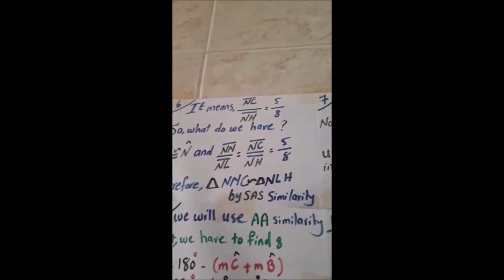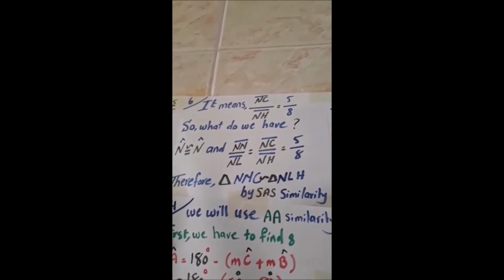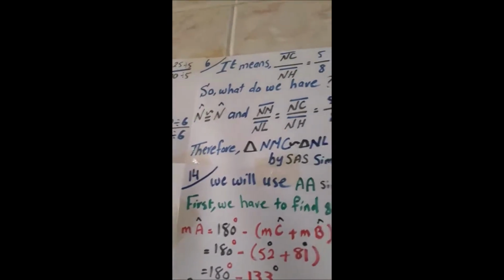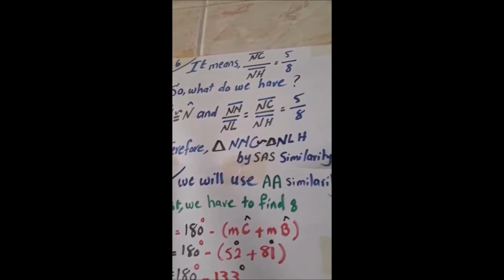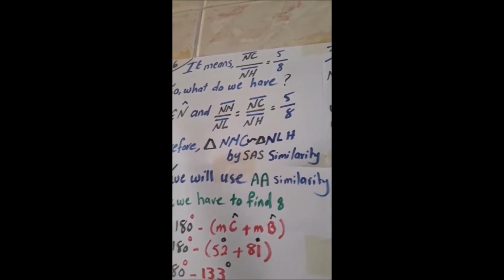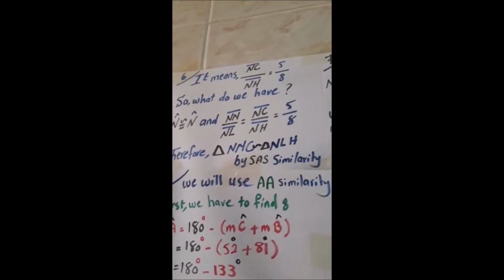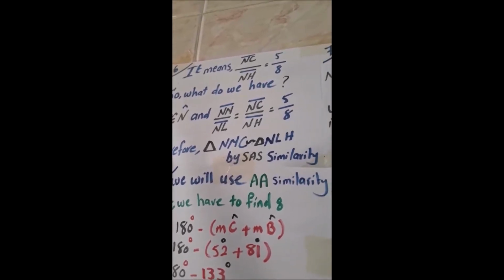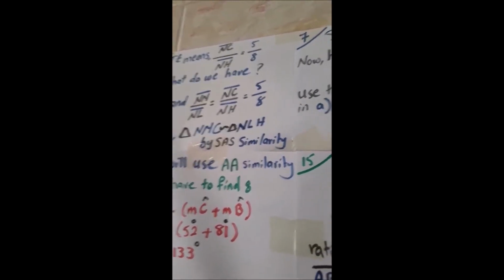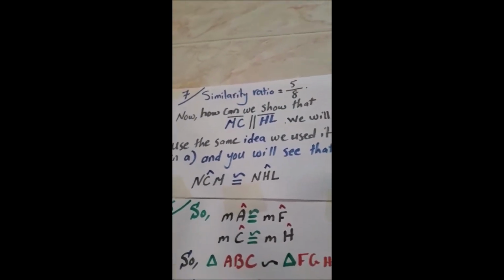You will do the same for NC over NH, so 3 over 4.8. So 3 times 10, 4.8 times 10, so you will get 30 over 48. The common factor is 6, and you will get the same similarity ratio, 5 over 8. So NC over NH equals 5 over 8. So what do we have? We have side angle side: angle N with angle N, and NM over NL equals NC over NH equals 5 over 8. So by this, we show that these two triangles, NMC and NLH, are similar by side angle side similarity, and the similarity ratio is equal to 5 over 8.